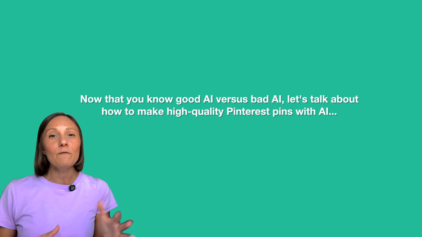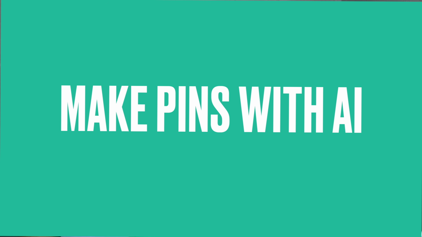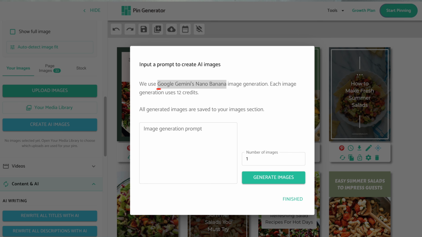AI is just gonna help you move faster once you know what you're trying to create. So how to make Pinterest pins with AI using Pin Generator, because it brings a lot of the different elements from some of my favorite tools into one place. Pin Generator connects directly to some of the top AI models, including ChatGPT and Nano Banana, and it's regularly updated to reflect which models are performing best for content and image generation.